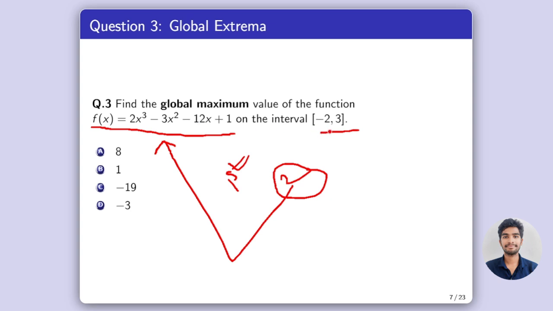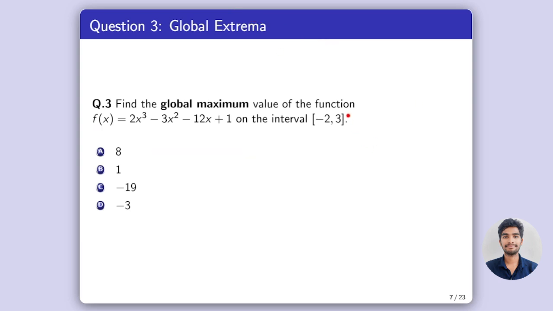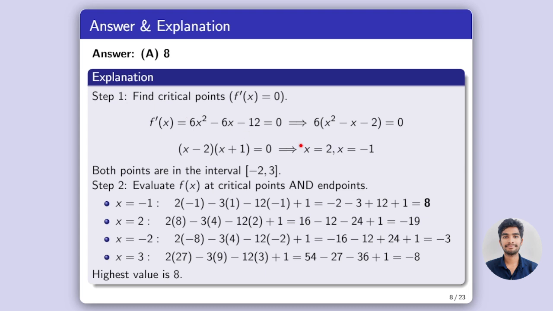So next, these 2 points, 2 and 3, applied into the same equation, then by comparing all four, we get a global maximum and a global minimum. So here we find the global maximum, as shown.